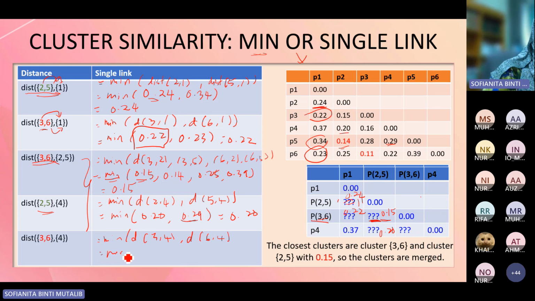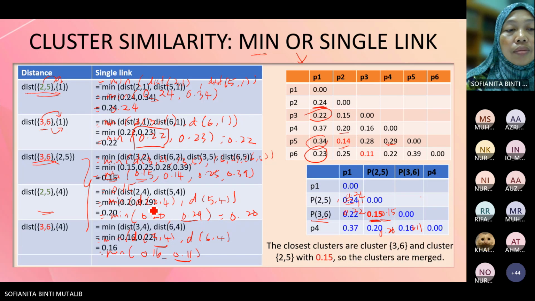Okay, minimum of 3, 4, 0.6, and also 6, 4, 0.11. Okay. So you can have a look at this and the outcome will be like this. There is something I got wrong again.